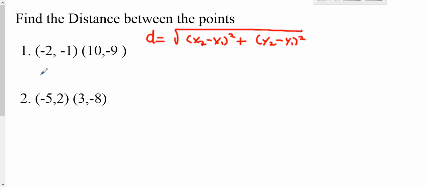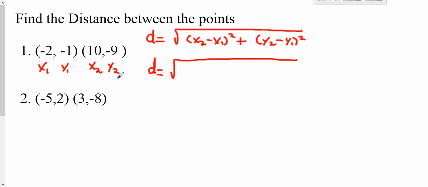Okay, I'm going to label our points. Let's just call this one x sub 1, y sub 1, and this one x sub 2, y sub 2. The order in which you label the points does not matter. I can make this x sub 2 and y sub 2 and this x sub 1, y sub 1. We just have to be consistent. If it's x sub 2, it's y sub 2. X sub 1, y sub 1. So just be consistent.